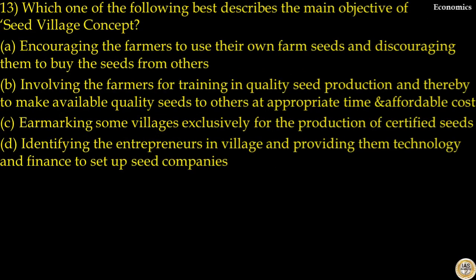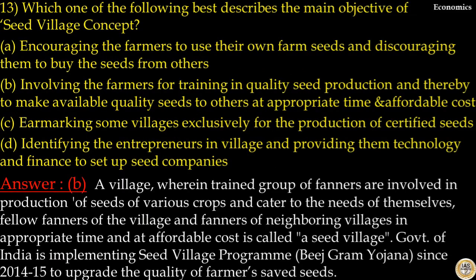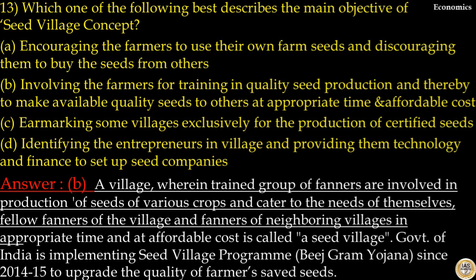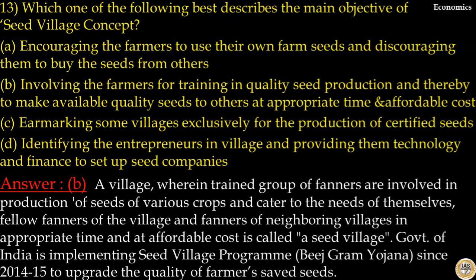Number 13. Which one of the following best describes the main objective of the seed village concept? The answer to this question is option B. That is, involving the farmers for training in quality seed production and thereby to make available quality seeds to others at appropriate time and affordable cost. A village wherein a trained group of farmers are involved in production of seeds of various crops and cater to the needs of themselves, fellow farmers of the village and farmers of neighboring villages in appropriate time and at an affordable cost is called a seed village. The Government of India is implementing the seed village program since 2014 to upgrade the quality of farmers' saved seed. So, the answer to this question is option B.